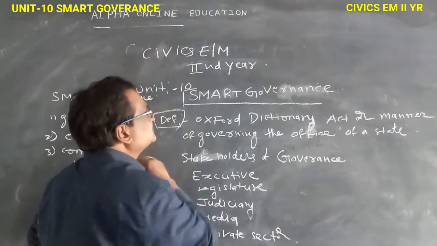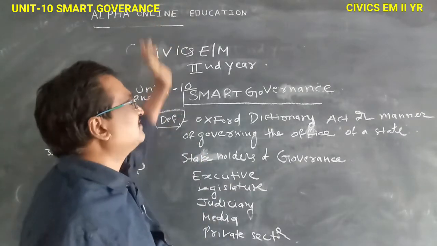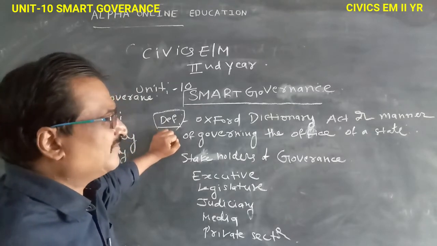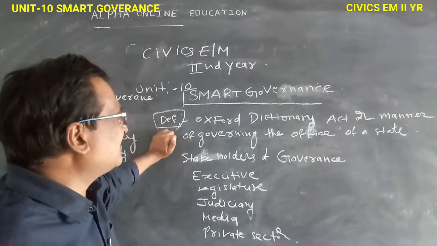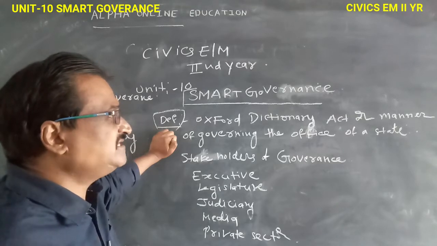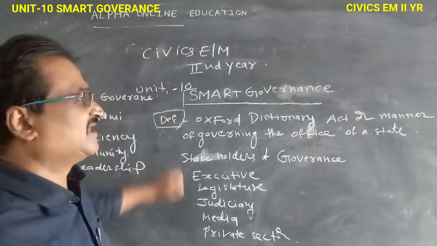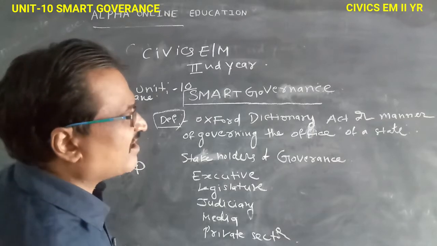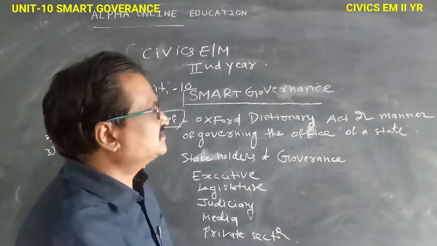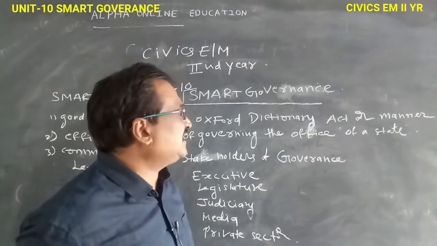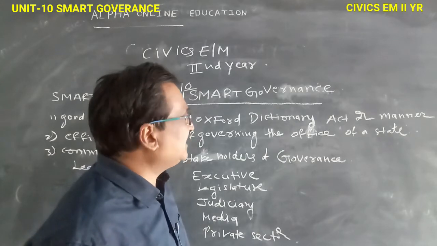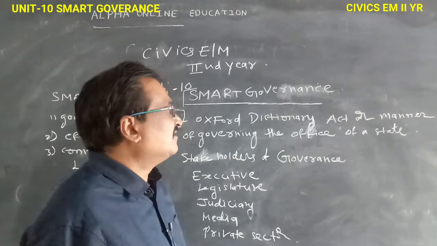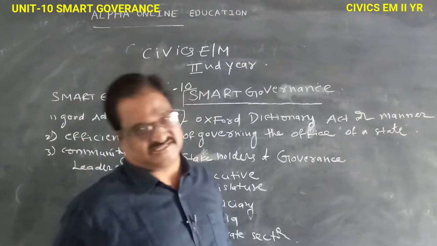Here is the definition of smart governance. According to the Oxford Dictionary: the act or manner of governing the office of a state. So any governing sector, the manner of governing the office of a state.